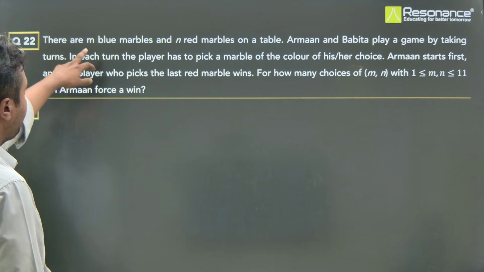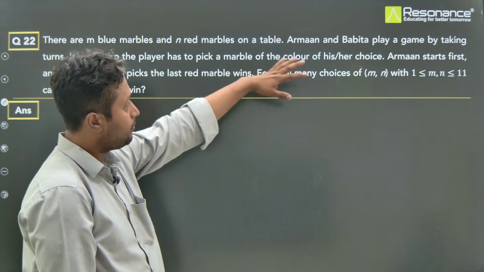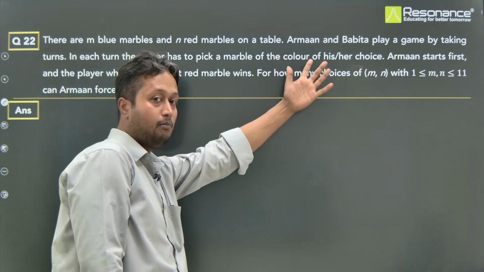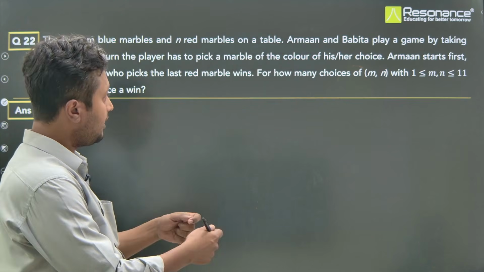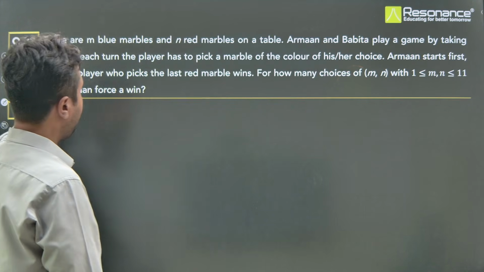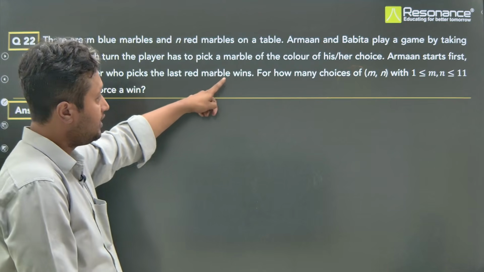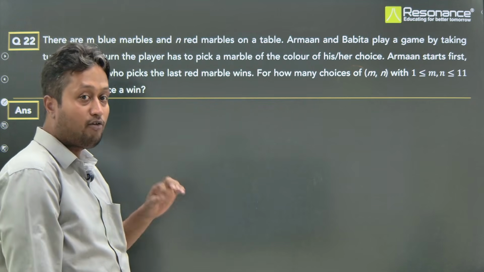Next, what do we have? We have m blue marbles, n red marbles on a table. These two people, I'll just call them A and B, Arman and Babita. A and B play a game by taking turns. In each turn, they pick a marble of their favorite choice. A starts first, and the player who picks the last red marble wins. For how many choices of M and N can Arman force a win?